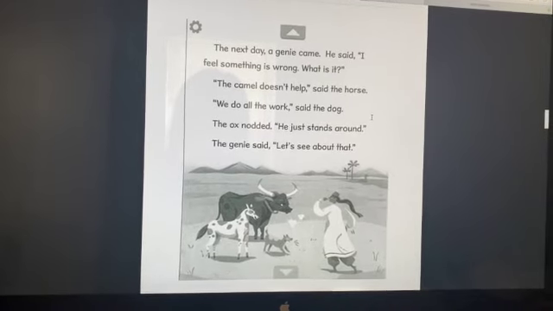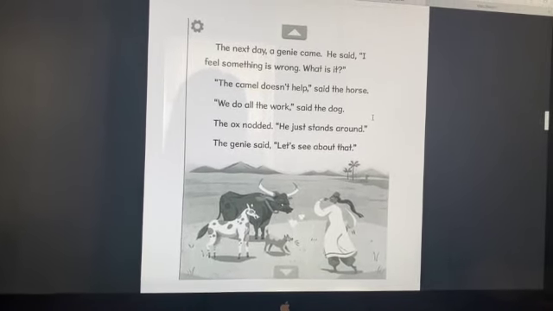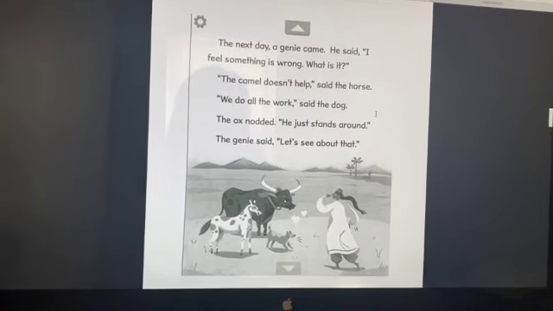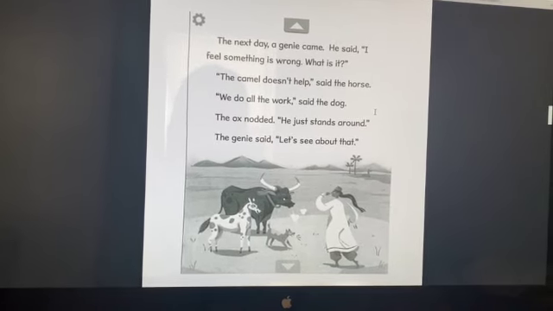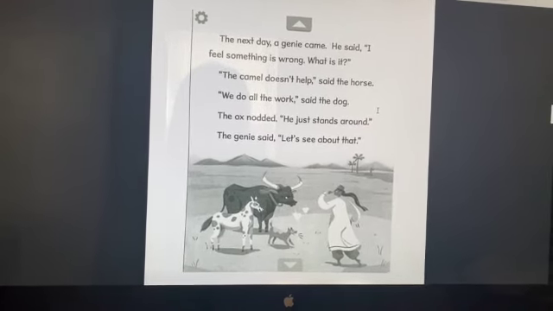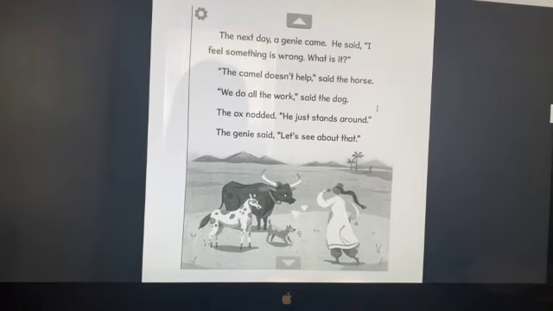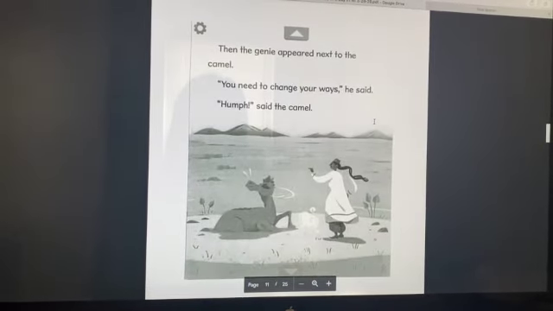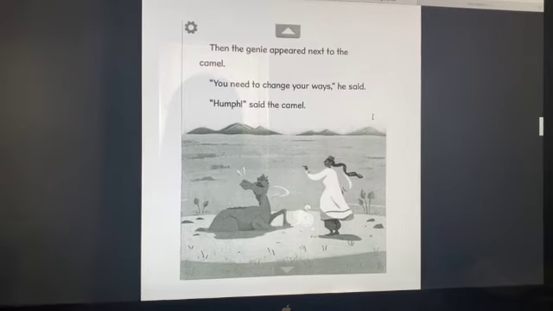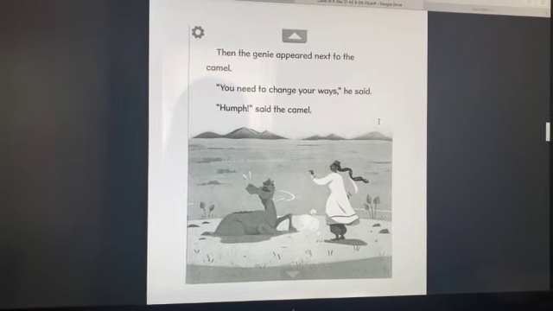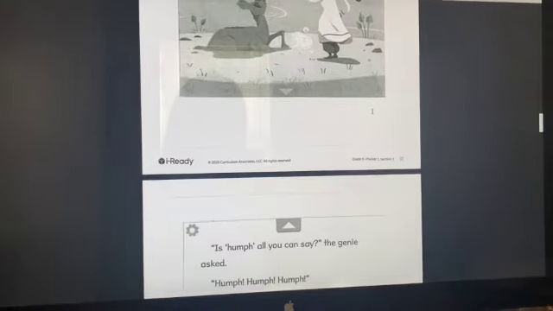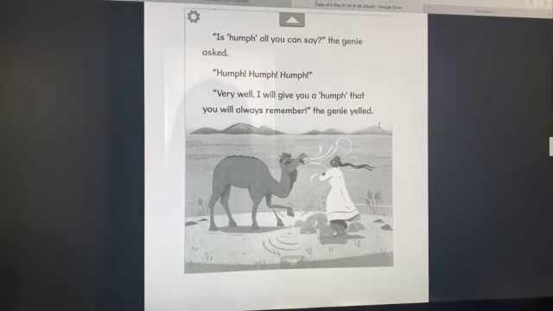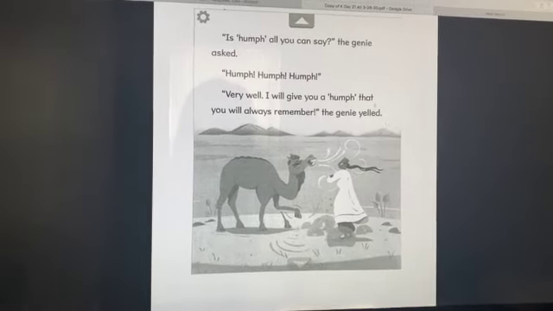The next day, a genie came. He said, "I feel something is wrong. What is it?" "The camel doesn't help," said the horse. "We do all the work," said the dog. The ox nodded. "He just stands around." The genie said, "Let's see about that." Then the genie appeared next to the camel. "You need to change your ways," he said. "Huff," said the camel. "Is huff all you can say?" the genie asked. "Huff, huff, huff."